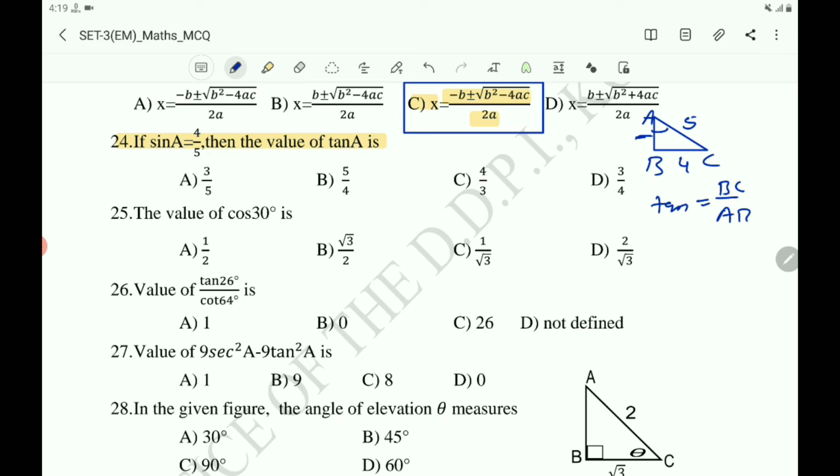AB is required. You know the Pythagorean triplet. Here 4 and 5 are there, so it must be 3 only. So BC is 4 and AB is 3. So what is the answer here? 4 by 3. If you know the Pythagorean triplet, you can get it, or otherwise use the Pythagoras theorem and get this side AB. And then for tan, it is opposite side BC by AB, which is nothing but 4 by 3.